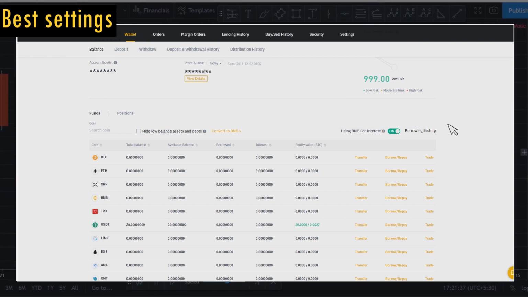So these are the two options that you can enable in your account to get some discount on your trading fees as well as interest rates.